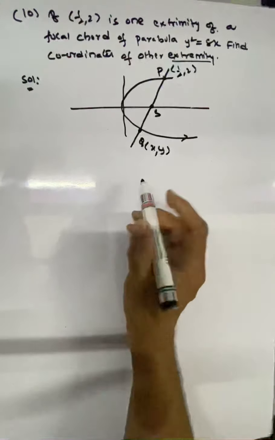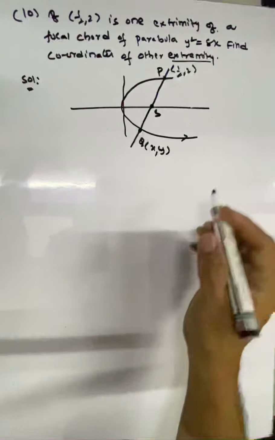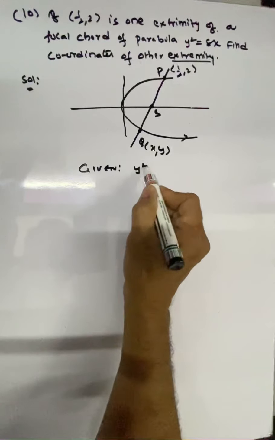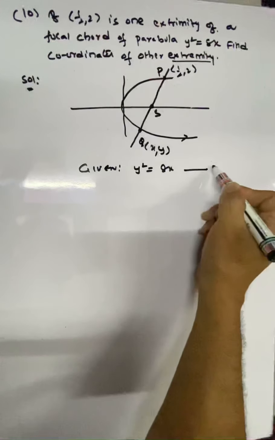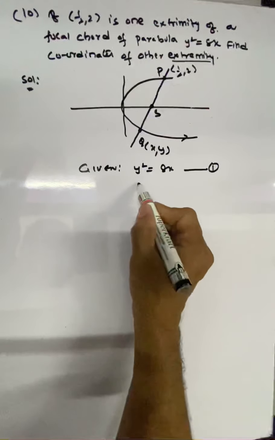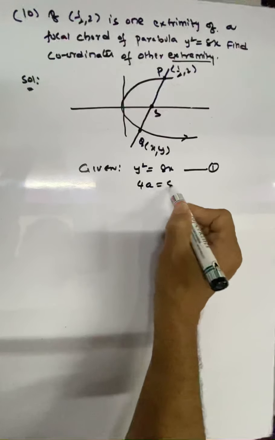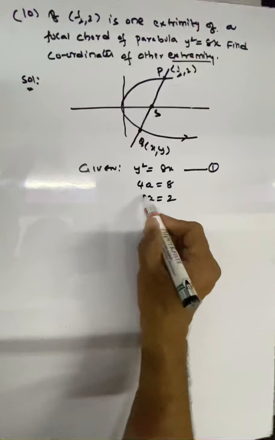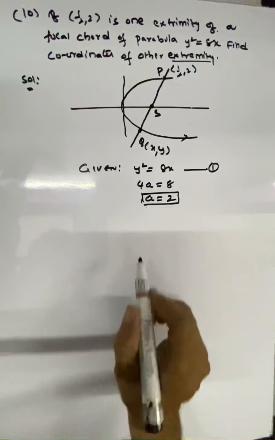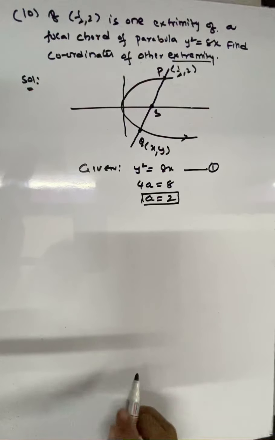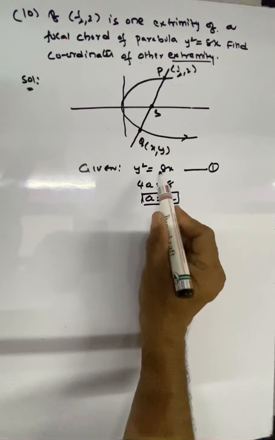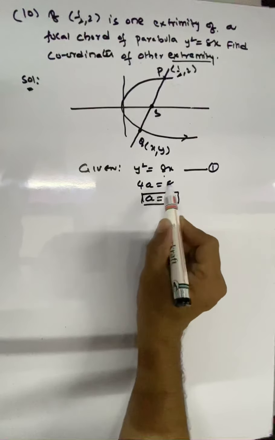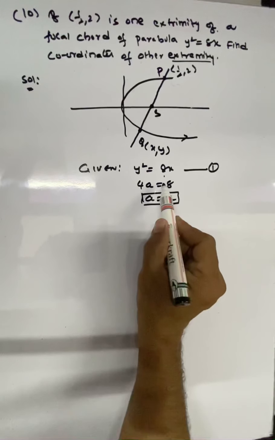First of all, from the parabola, find S. What is the parabola given? Given y square equals 8x. This is our parabola. So we'll compare this one and take 8 as 4a. a is equal to 2. From where did we get this? Whenever a parabola is given, as I told you earlier, the coefficient of x is equal to 4a, because we are comparing this with y square equals 4ax.